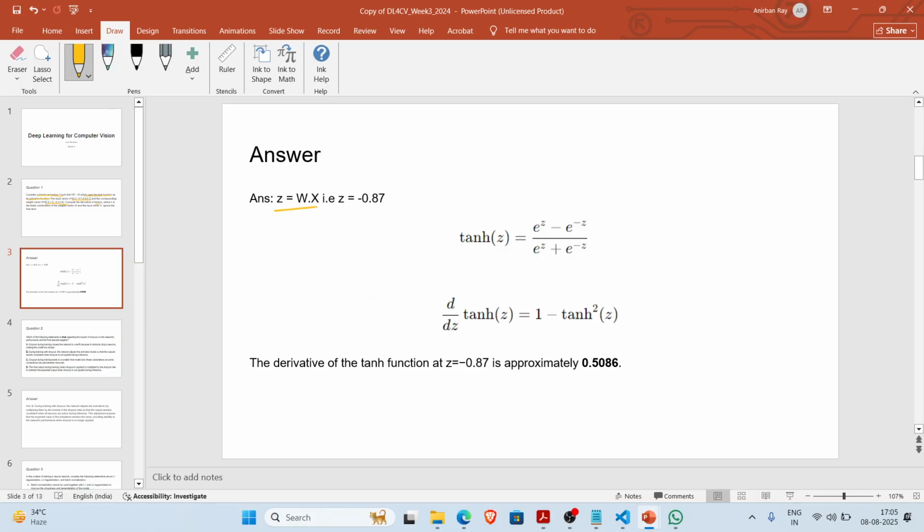So z is equal to w dot x, meaning w multiplied by x, or the dot product. It's just a linear combination, very easy to understand. And now the derivative of this. So let me just show you in detail. I think I had done this in the previous class as well.